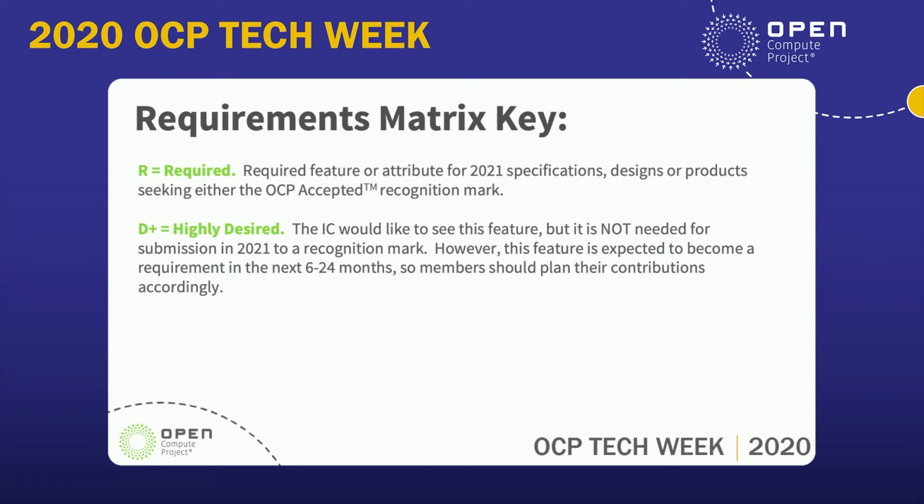Next we have D+, which is highly desired. These are features or attributes that the IC would really like to see in your contribution, but they're not a requirement at this point. But it does signal that this will become a requirement in the next 6 to 24 months. So you should start planning your contributions accordingly.